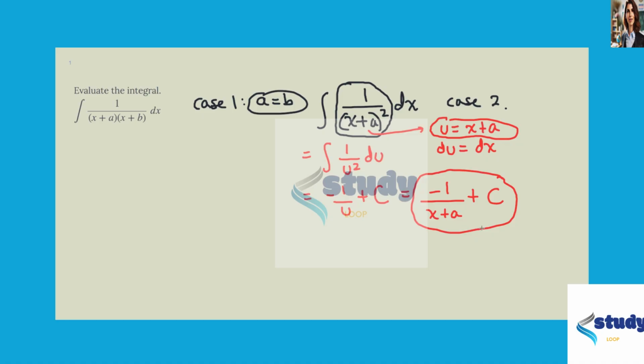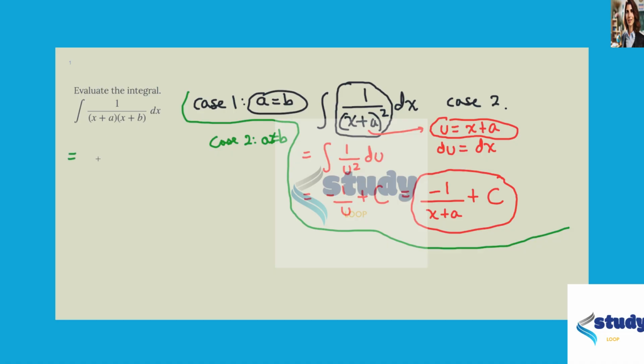Now we have to also look at the case in which they're not equal. So let's do this next. So that's case 1 all over here, boxed off in green. Now for case 2, a and b are different, distinct, not equal.